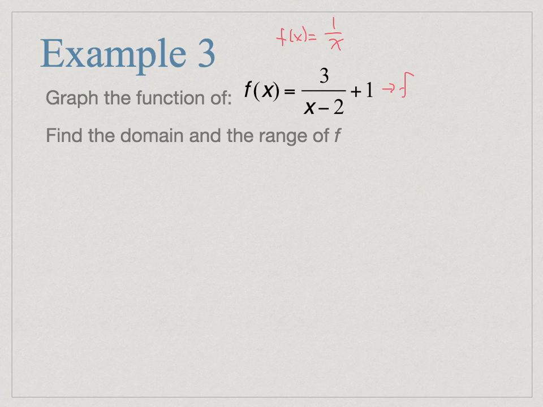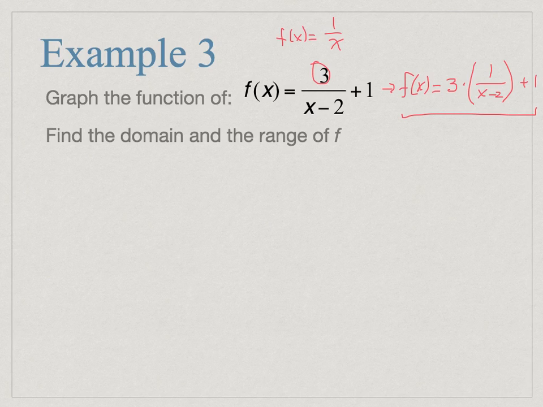I'm going to go ahead and factor out a 3. That 3 right there is really 3 times 1, isn't it? Okay, so I'm going to write 3 times 1 over x minus 2, and then plus 1. I've factored out that 3, so now it's ready to be transformed. Now I can see what's happening.